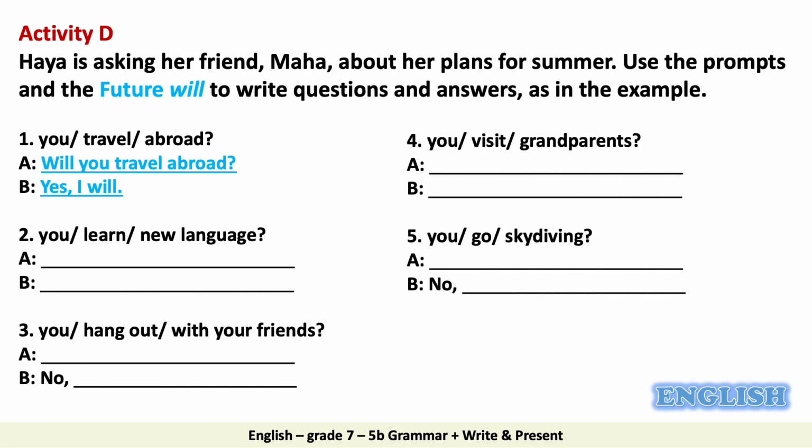Let's now check your ability to form a question using future will. Haya is asking her friend Maha about her plans for summer. Use the prompts in the future will to write questions and answers, as in the example. In the example, the prompt says, You travel abroad. We're going to form a question using future will. As you know, we start with will, followed by the subject, then the base form of the verb.